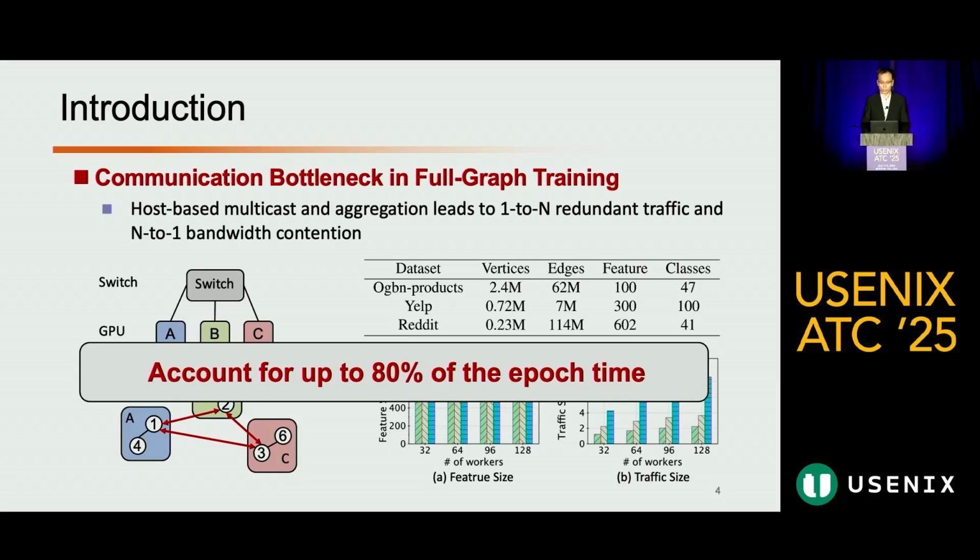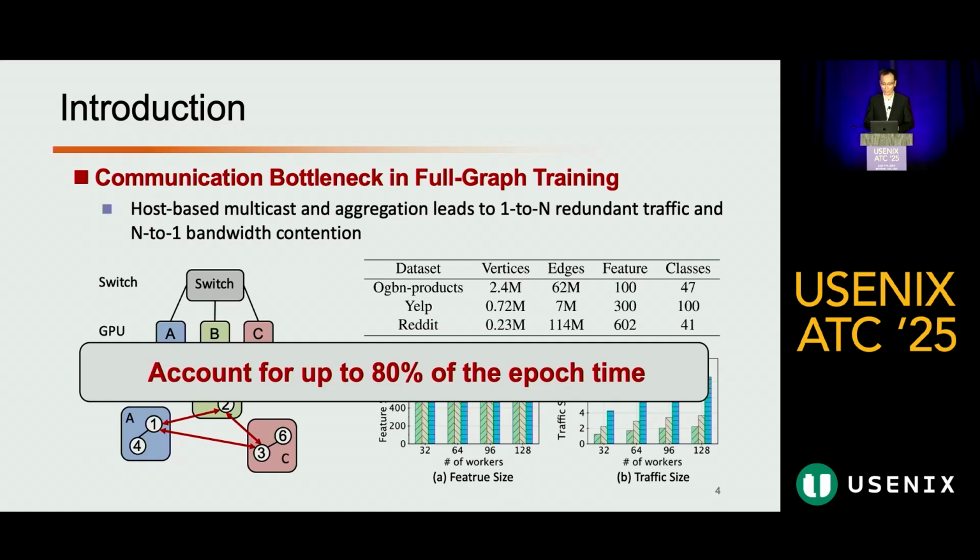As graphs get larger, we need to split them across multiple workers, like GPU servers, for training. But this creates a major challenge. When vertices have neighbors on other workers, they need to send their features over the network. A single vertex's data may get copied and sent multiple times to different workers. So this results in one-to-many multicast traffic. Then comes aggregation. Now, many vertices send their data to one place, causing many-to-one contention. This traffic pattern creates a bottleneck.